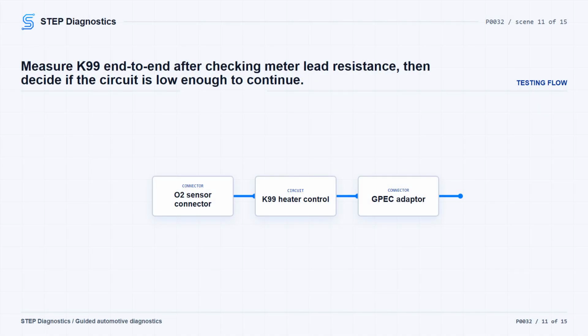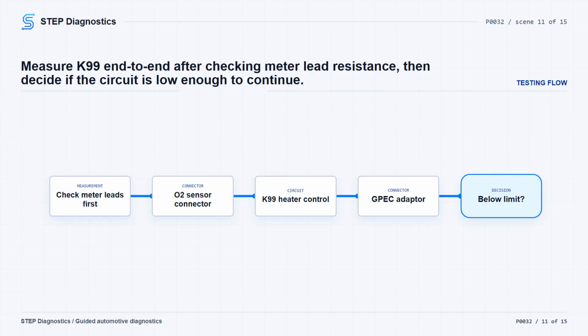Next, check the K99 heater control circuit for an open or high resistance. Keep the ignition off. Isolate the circuit by disconnecting the control module and the component connector, and check the meter lead resistance before measuring the circuit because the leads can add resistance to the reading. Measure the circuit from the component connector to the GPEC adapter. Remember, the GPEC diagnostic adapter can add up to 1.5 ohms of resistance to the circuit.